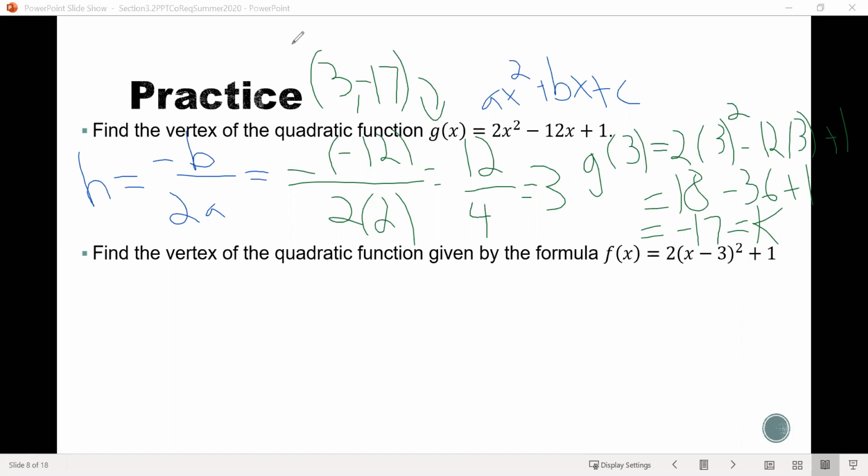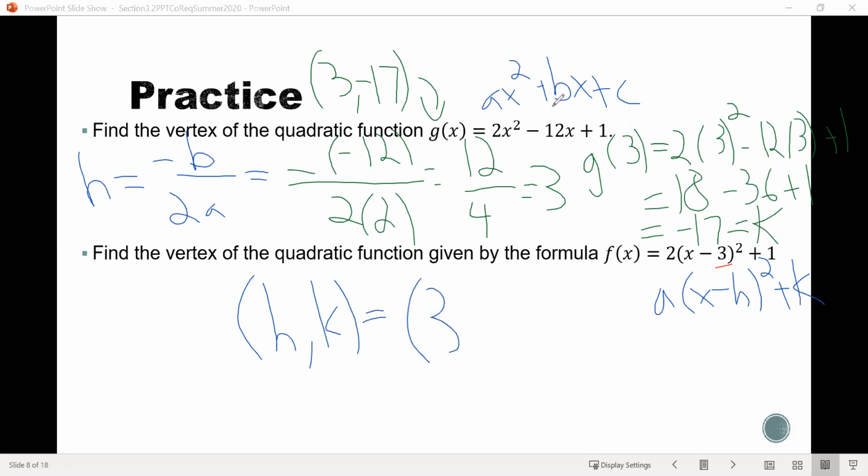All right, and then the last thing we're asked to do, find the vertex of the quadratic function given by the formula f of x equals 2 times x minus 3 squared plus 1. Notice now we've got that transformation form, the a times x minus h squared plus k. So to find the coordinates of the vertex, we can just read h and k straight out of that equation. So h again will be 3, and notice again it's not negative 3, it's just 3. And the value for k, plus 1 there, would just be 1. So the coordinates of the vertex here would be 3, 1.